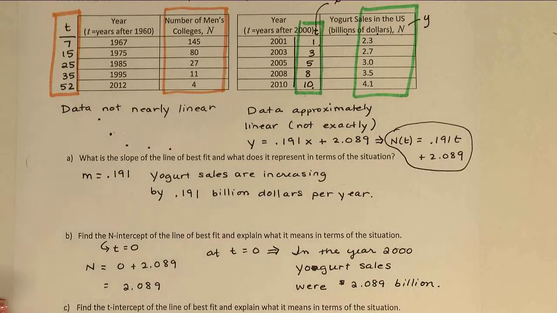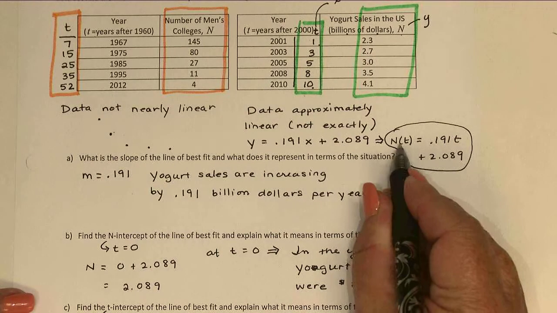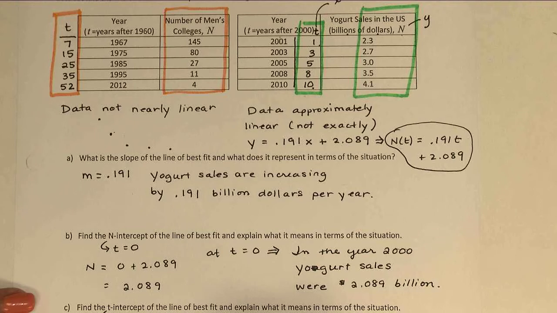All right, last question about this problem. Find the t-intercept of our line of best fit, and again explain. Once again, to find an intercept, we always set the opposite variable equal to 0. So this time we want to set n equal to 0. If I do that in my equation, I'll have 0 equals 0.191t plus 2.089. And I'd like to solve that for t.